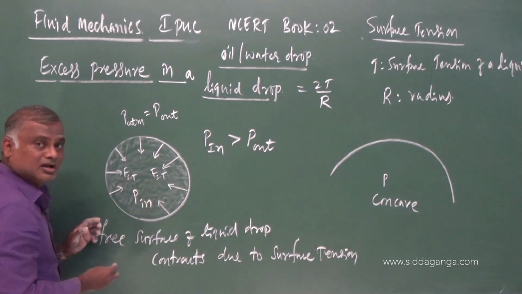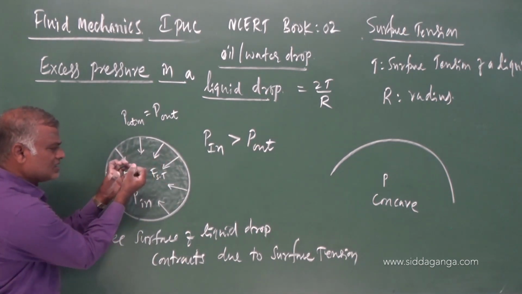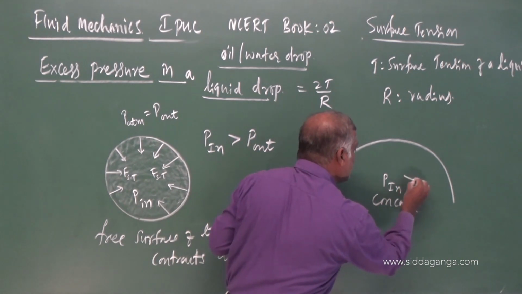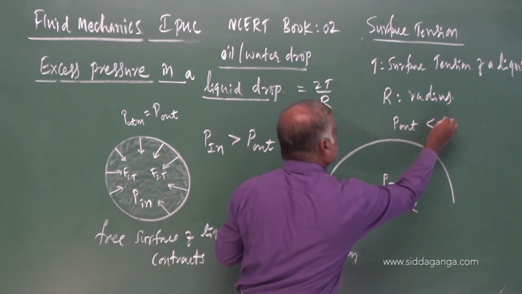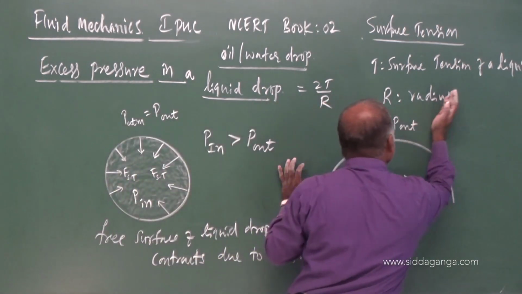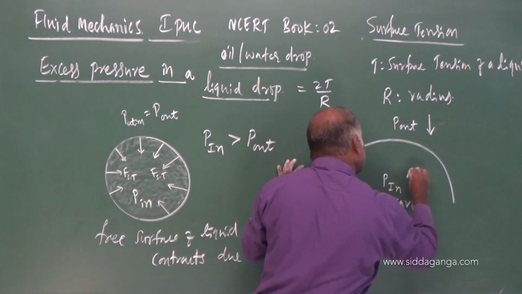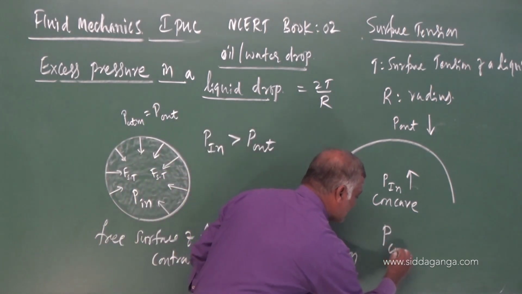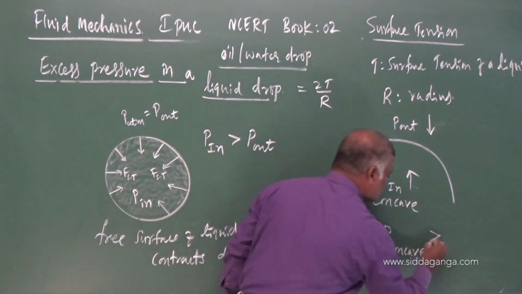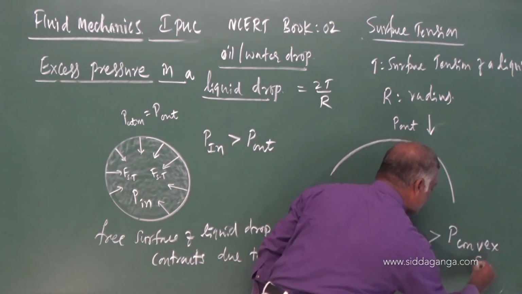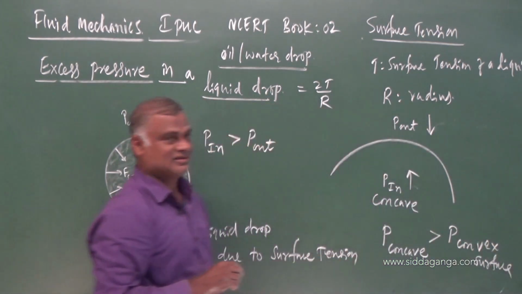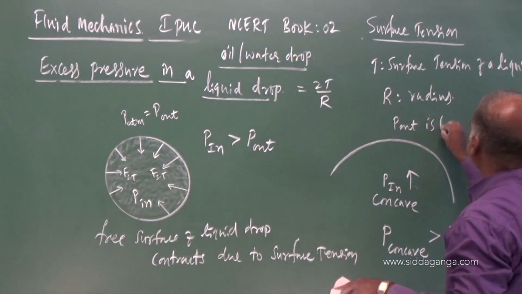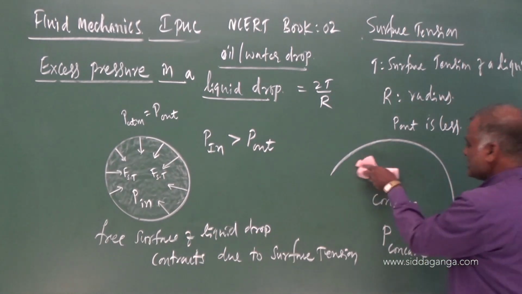Understand very well what the force due to surface tension does: it brings the molecules closer and keeps increasing the pressure. So inside pressure is greater compared to the outside pressure. Outside pressure is less, inside pressure is more. That shows that pressure at a concave surface is much greater than that at a convex surface. Outside pressure is less compared to the inside pressure.